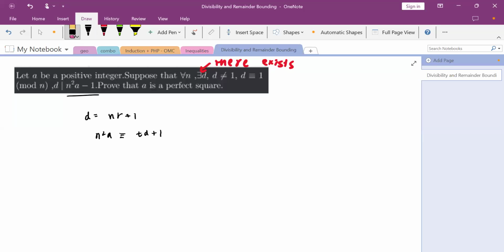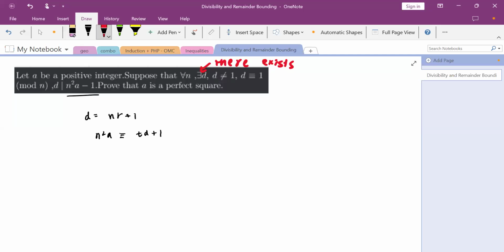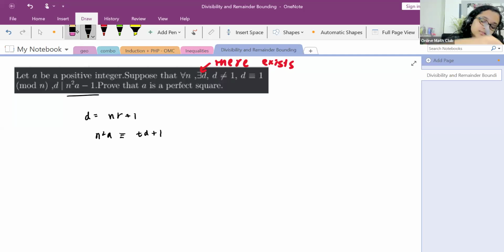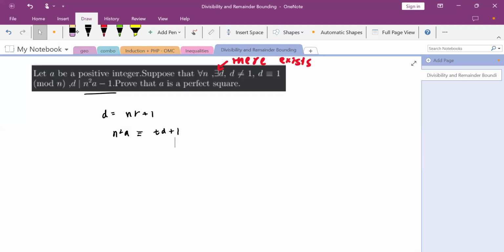Yes. But how do you know that it's 1 mod D? You know that D is 1 mod N, not N is 1 mod D. We are given that D divides N square A minus 1. Okay, so you're writing it in this. Okay, fine. Sure, now what do you do? Yeah, you can speak.